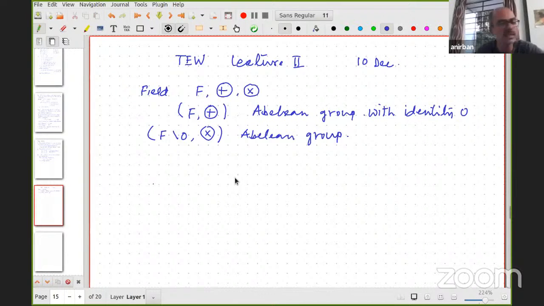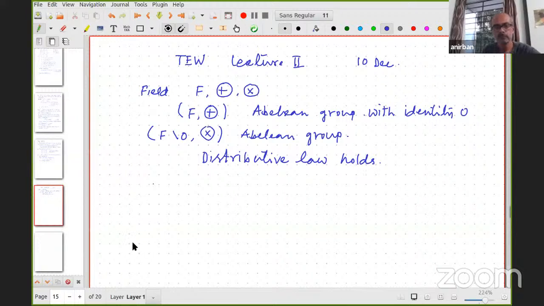And of course, these two operations are related by distributive laws. So distributive laws hold. So there would be only one distributive law because of the commutativity. And by finite field, we would mean a field which has these properties where the set F is finite.